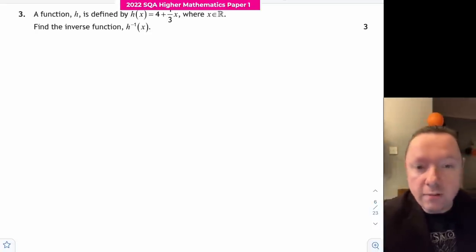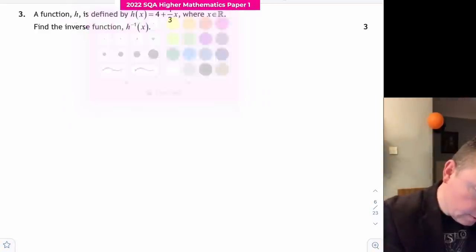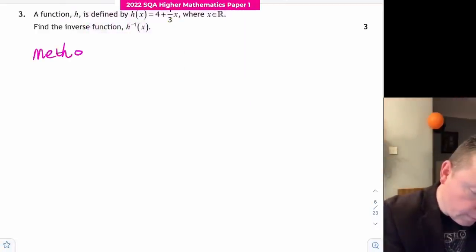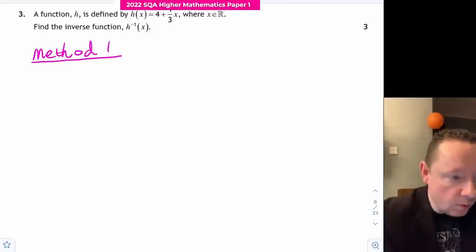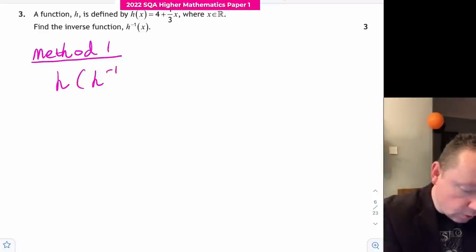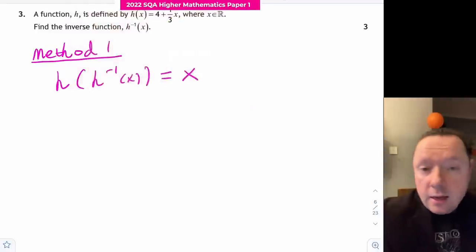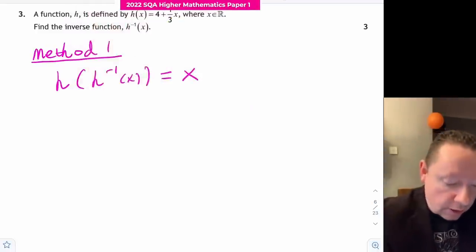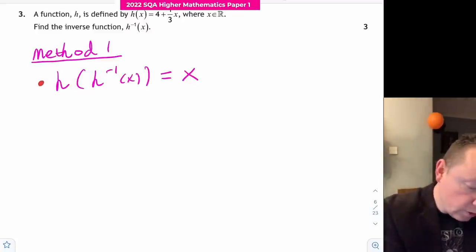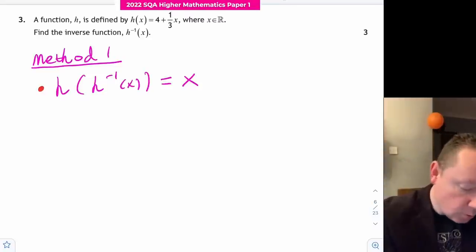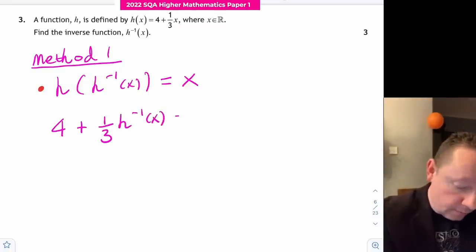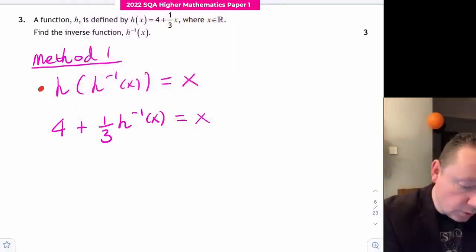So let's look at method one. To get your first mark, you would say that h of the inverse function of x equals x. You can get a mark for knowing that if you take h of the inverse, the composite function, you always get the answer x. So there's one mark just for writing that down. Then for your second mark, substituting into h, we get 4 plus 1 third h to the minus 1 of x, and that still equals x. So there's your second mark if you're using composite functions.